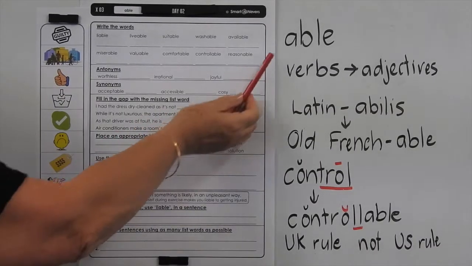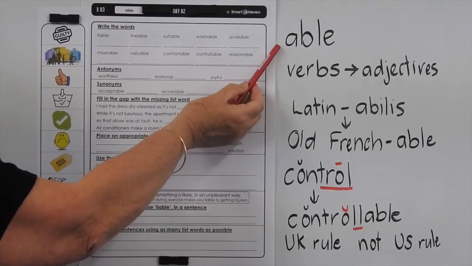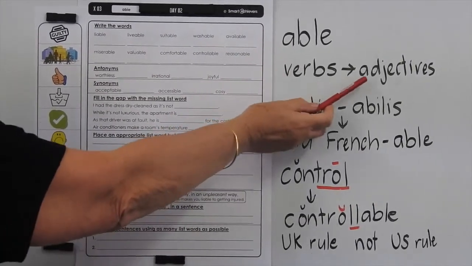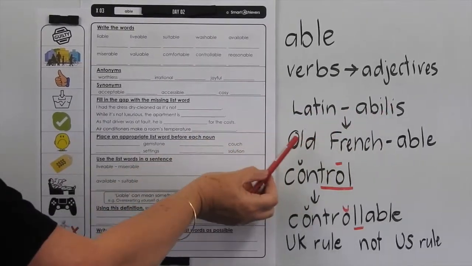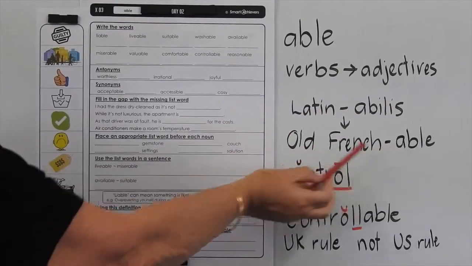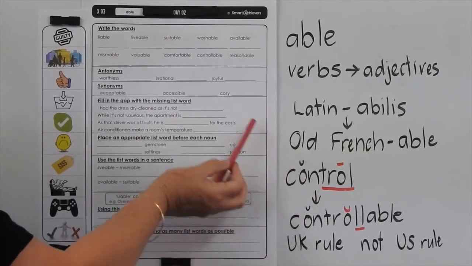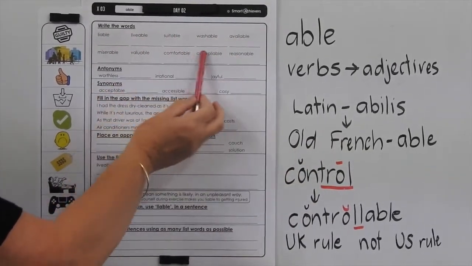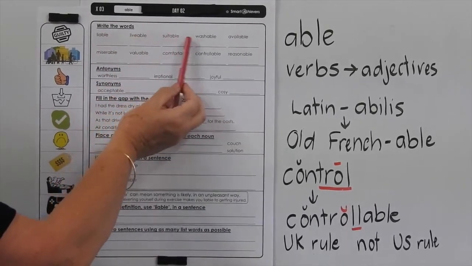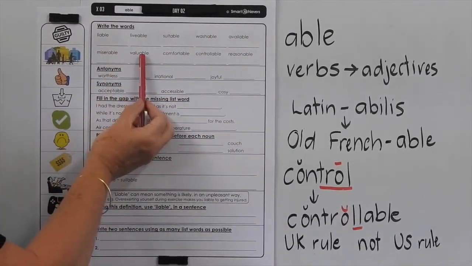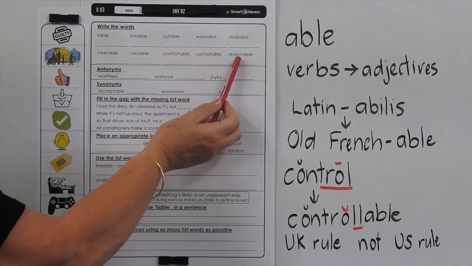Just remember that adding able to a base or root word can change a verb into an adjective, and it comes from the old Latin word abilis, but it changed to able in Old French, so we're using it on the end of each of these words to form adjectives. So we've got liable, livable, suitable, washable, available, miserable, valuable, comfortable, controllable and reasonable.